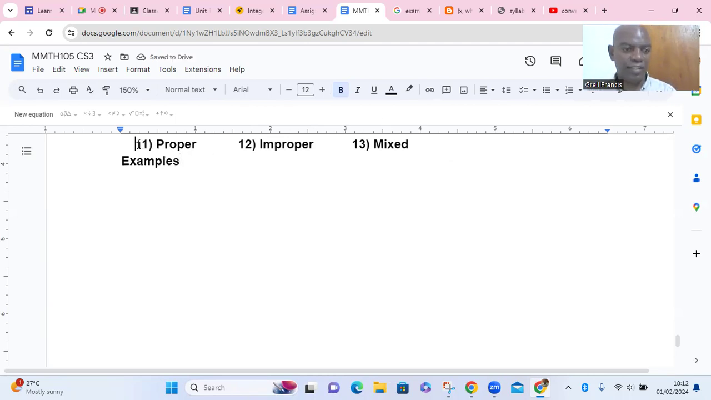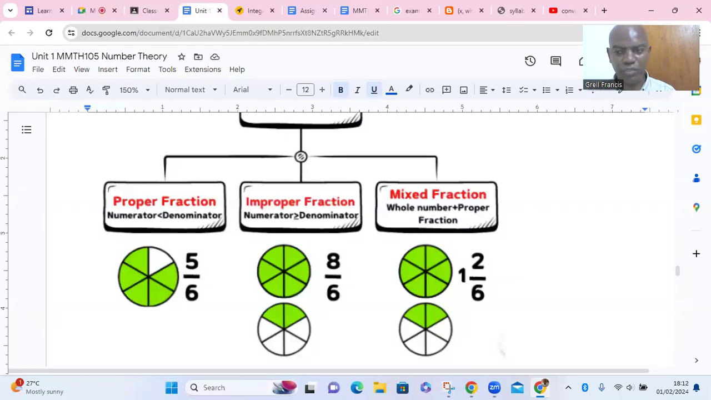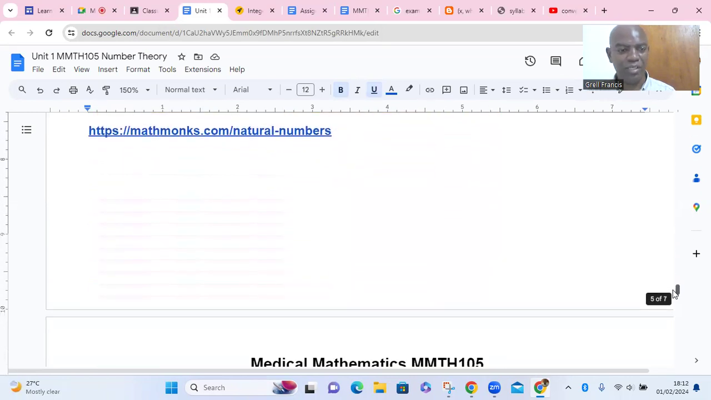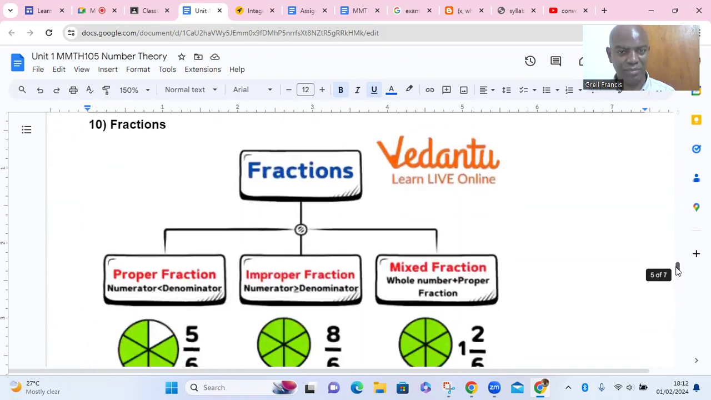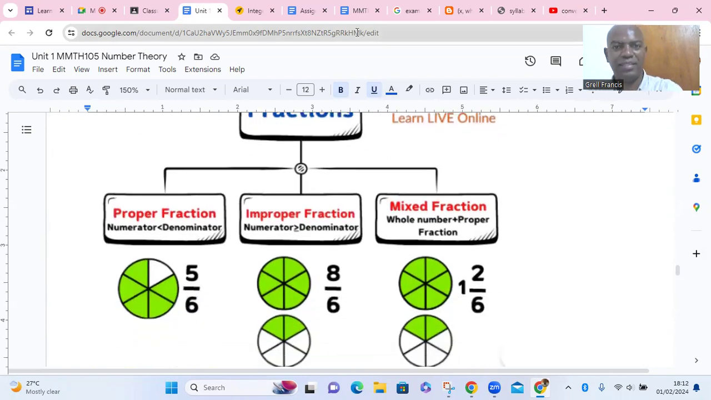Now, for assistance, we can go to YouTube or we can use the unit. Let's see what the unit has to say. Here we have examples under the topic of fractions. We were given examples already. Okay, so I think we can use that very same chart for proper, improper, mixed.